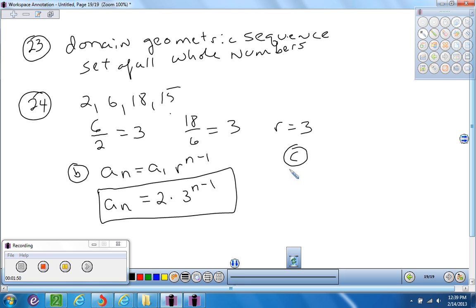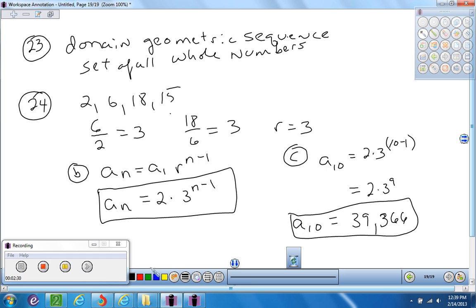And then for part c, we actually had to plug in 10 to come up with an answer. So a sub 10 is equal to 2 times 3, and we put in 10 for n. So we end up with 2 times 3 to the 9th. We're going to plug that in the calculator. 3 to the 9th power gives us 19,683. Multiply that times 2, and we should end up with 39,366 for our 10th term. So you can see it gets pretty large pretty quick.